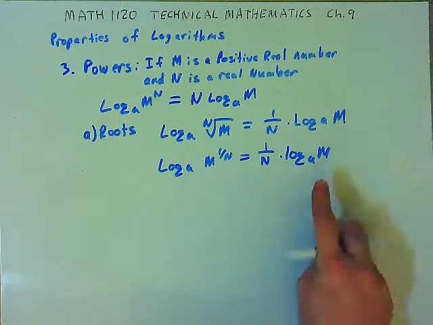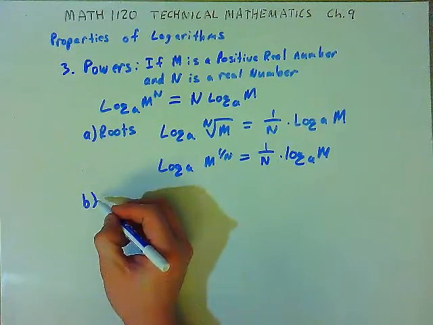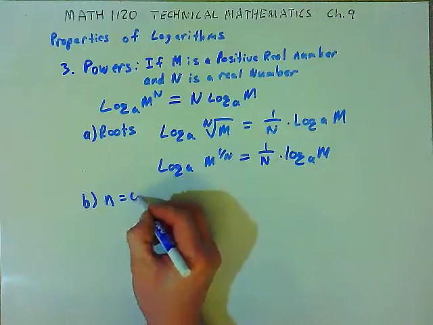Now the second special case is if n is equal to 0.